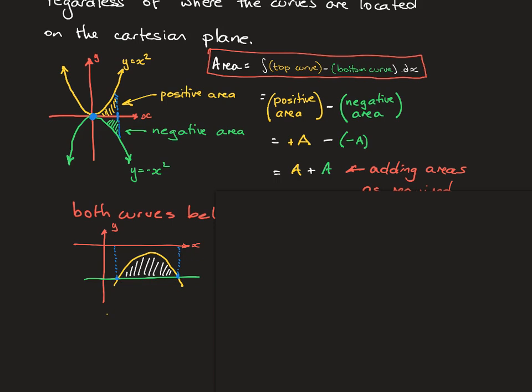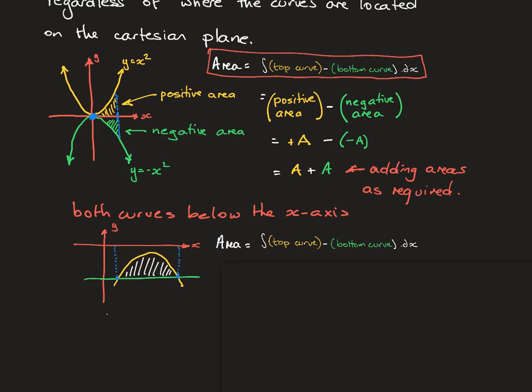So what happens when both are below the x-axis? Well, let's start with our formula that I've already said always works. Our top curve is our yellow curve here, because it's literally higher up than the green one. That's how you tell top from bottom. Which one is closer to the top of your page, if you like, or the top of the textbook. And the bottom one is the one that's closer to the bottom of the page or the bottom of the textbook. So the formula is area is the integral of the top minus the bottom.